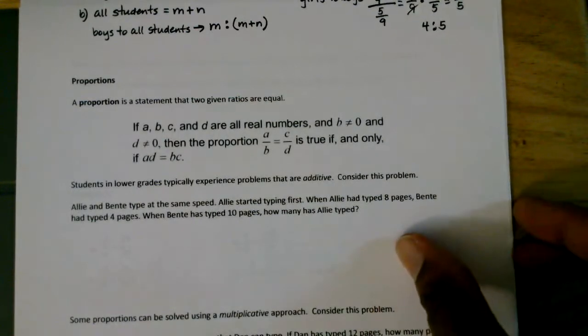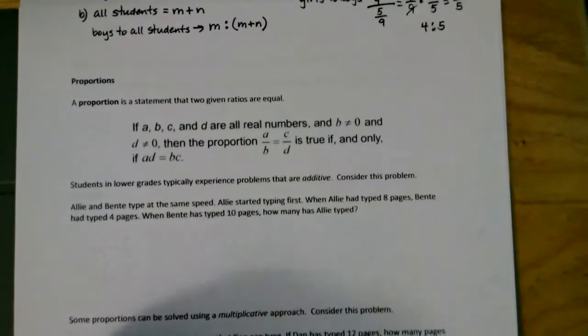All right, now, there are a couple of approaches with proportions. Here, students in lower grades experience problems that are additive. So like in this problem, we have Allie and Ben type at the same speed. Allie started typing first. When Allie had typed 8 pages, Ben had typed 4 pages. When Ben has typed 10 pages, how many has Allie typed?